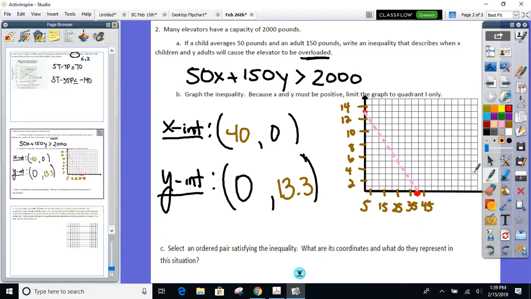Shading. Test 0, 0. Go ahead, test 0, 0. Tell me if it works or not. We got a true or a false here. I don't think 0 is bigger than 2,000, right? So we're going to shade away.